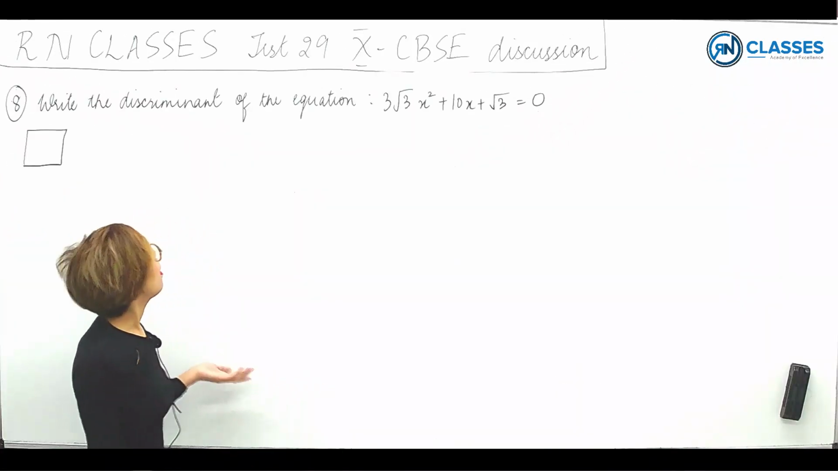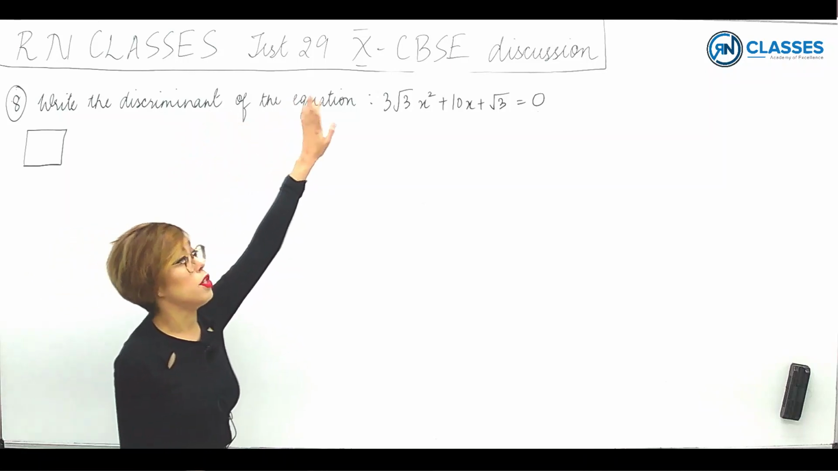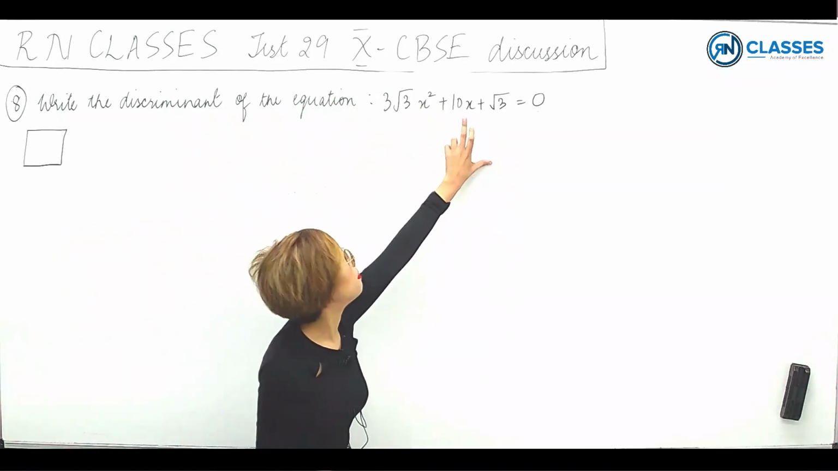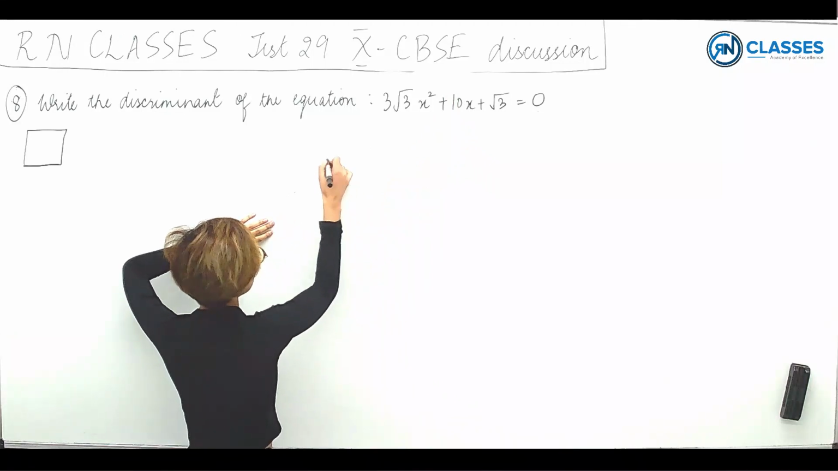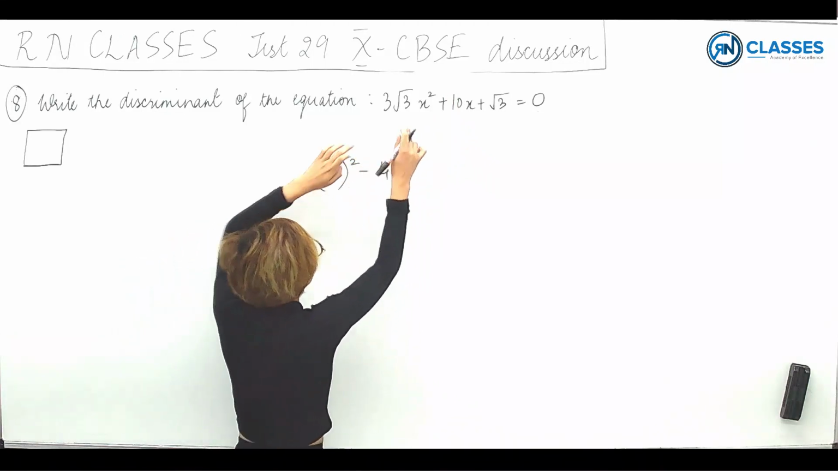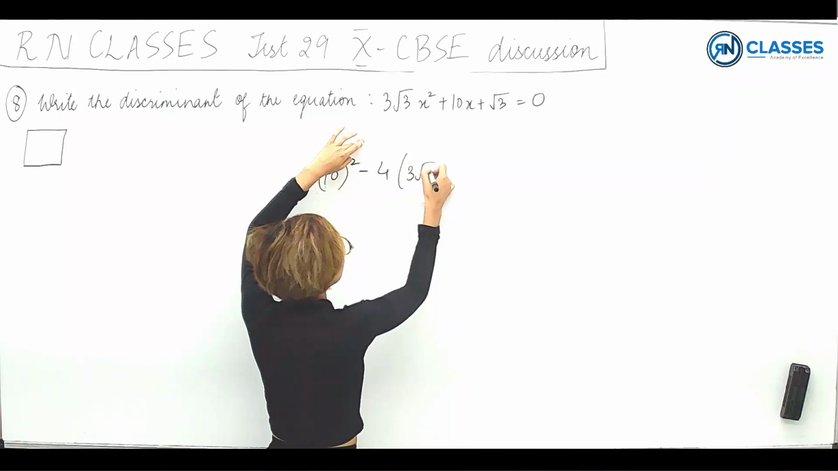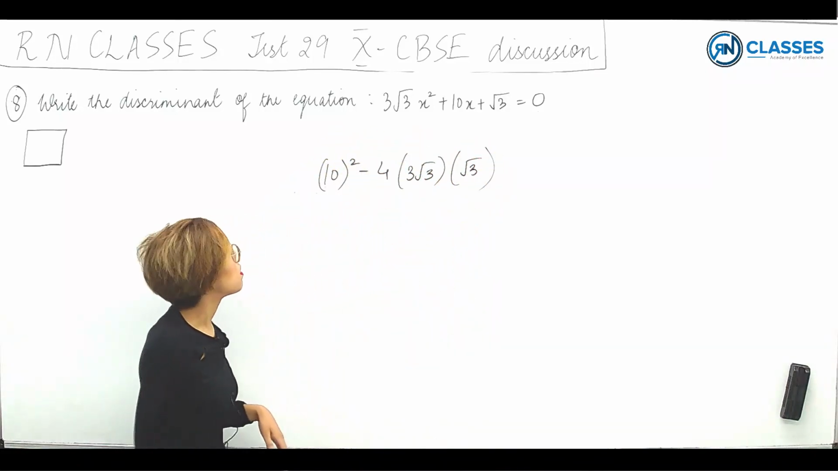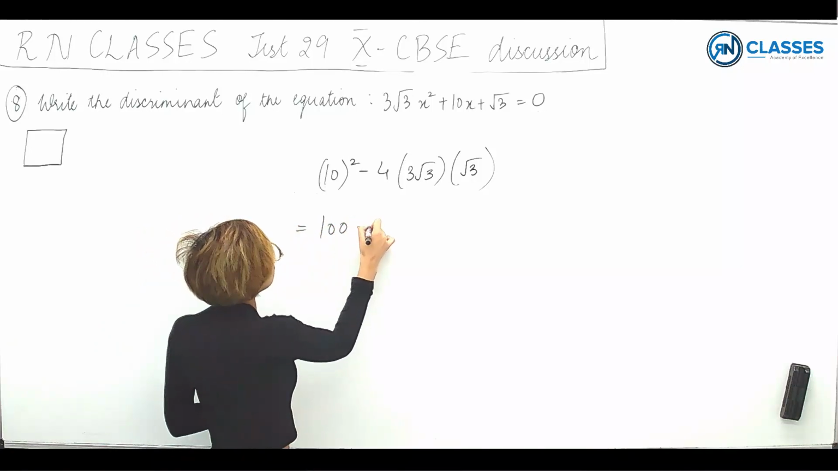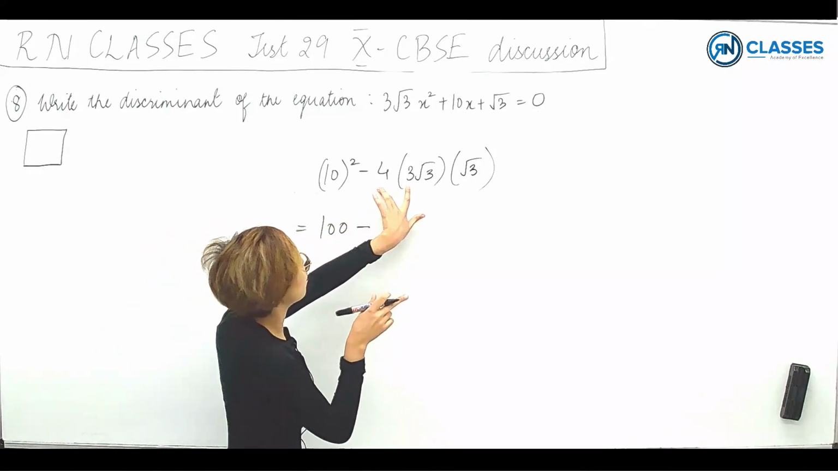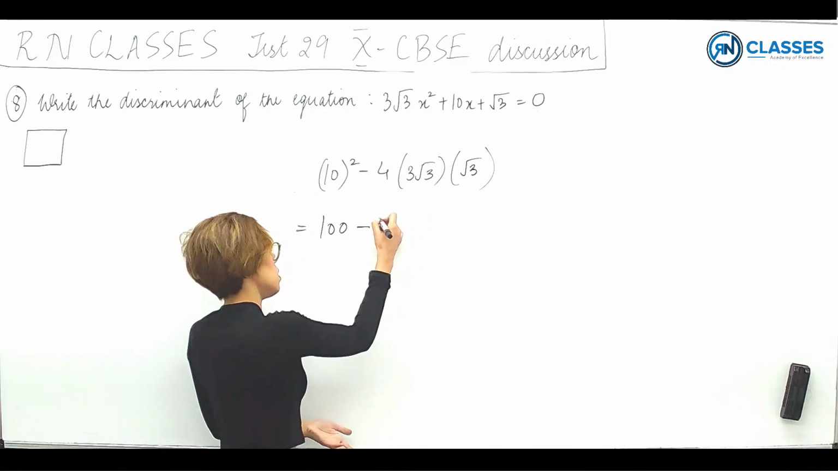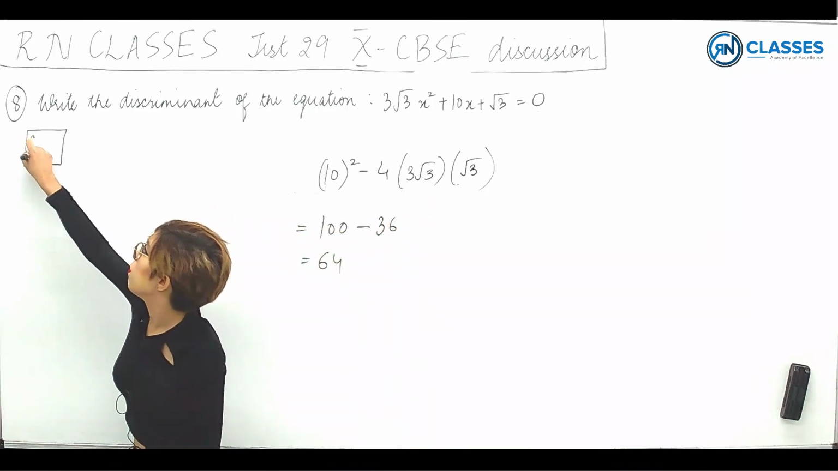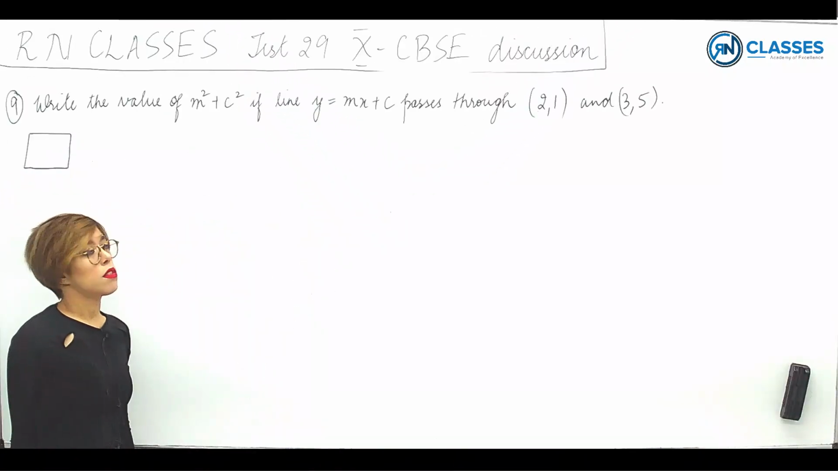Alright, so the next one. Write the discriminant of the equation. Now discriminant is b square minus 4ac. So b in this case is 10. So 10 square minus 4, a is 3 root 3, into c, which is root 3. So this is 100 minus 4 into 3 into 3. So 4 into 9, which is 36. So this is 64. Answer is 64.